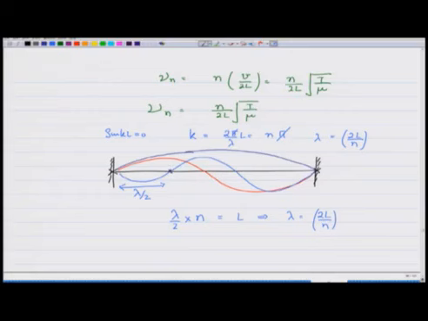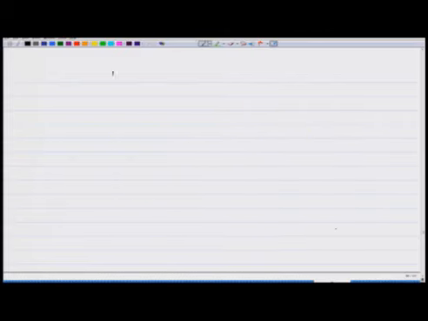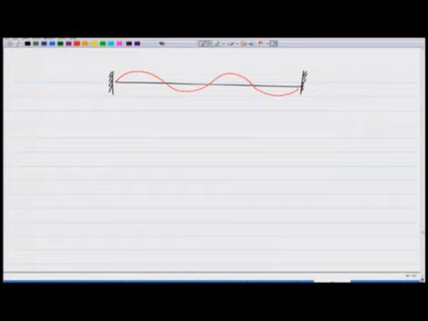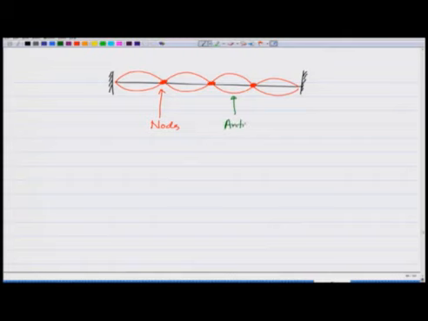Now, these points which are always at 0 displacement are known as the nodes. So, for this string which is vibrating at a certain frequency with both ends tied, let me make a general standing wave like this. The points which are always at 0 displacement, these ones which I am putting big dots at, are known as nodes. The points which are at maximum displacement, maximum amplitude, are known as antinodes.